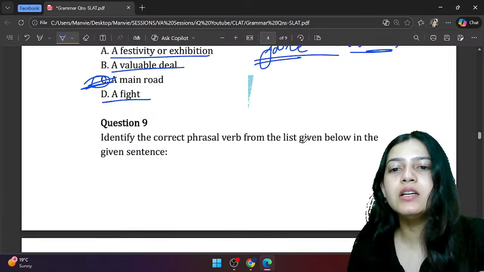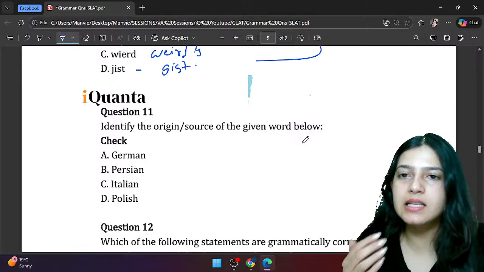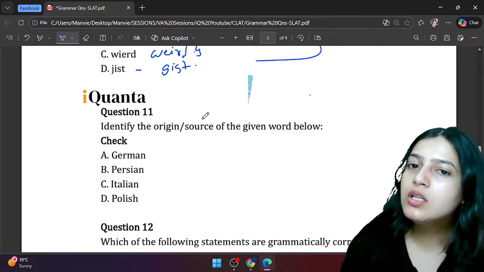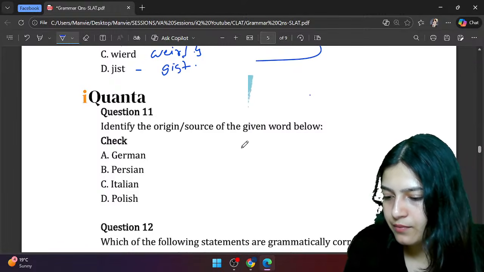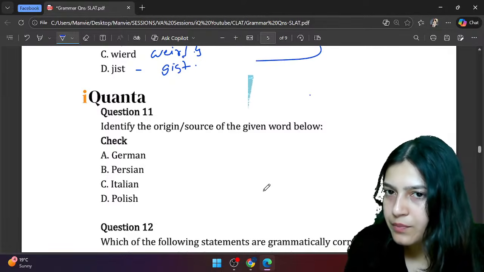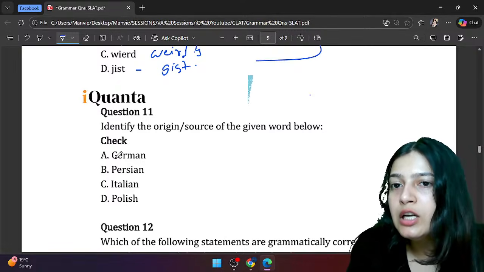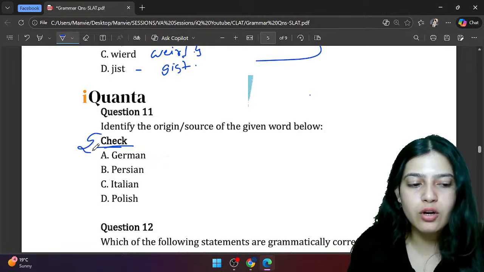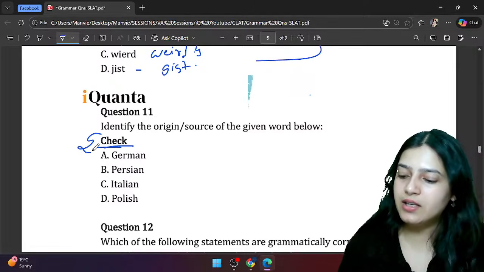Alright, okay. Let's look at the questions that were missed. Now the next question is this one. Identify the origin or source of the given word below. Check. What is the source of check? What's the origin of check? Do you guys know?